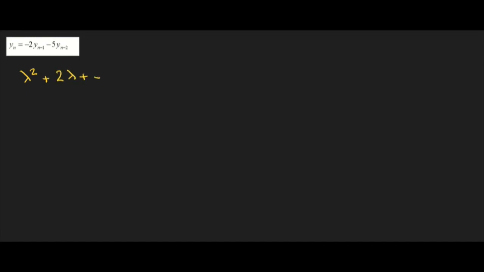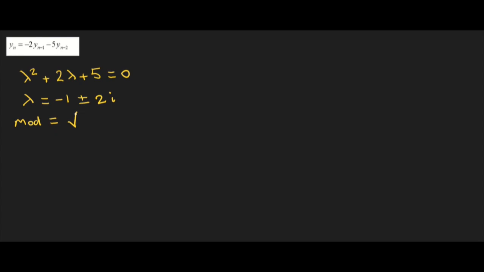We solve for its roots by taking the characteristic equation, which in this case is lambda squared plus 2 lambda plus 5 equals 0. And this can be shown to have complex roots. We've got lambda equals minus 1 plus or minus 2i, where i is the square root of minus 1.